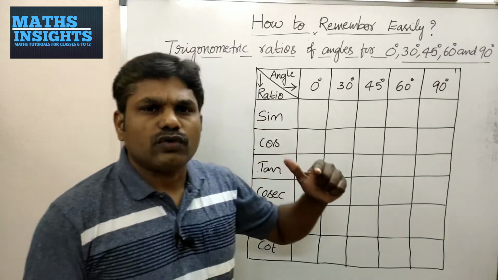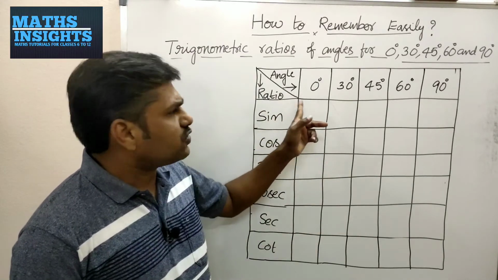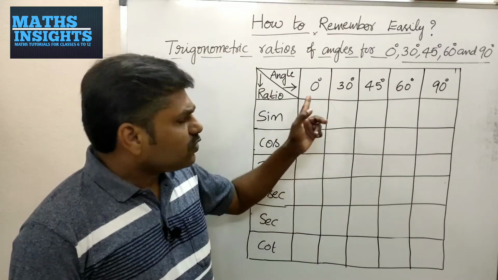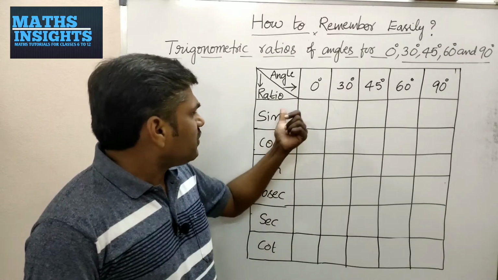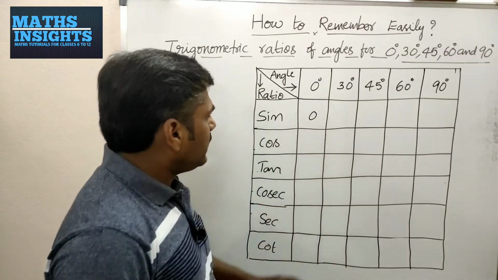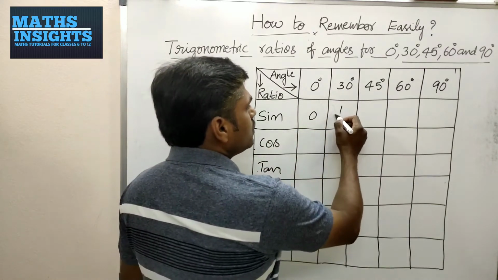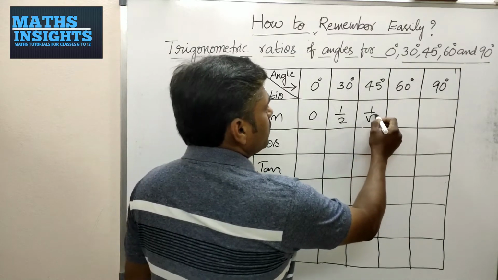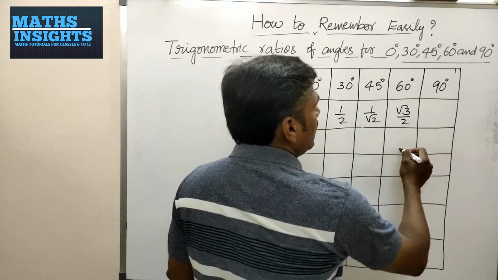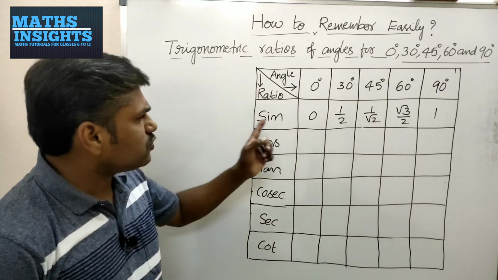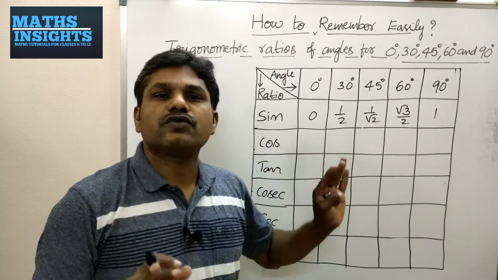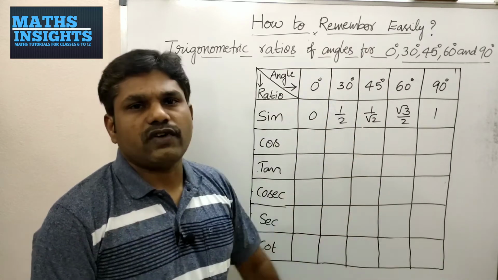See, you have to know the values of only one ratio, that is sine, for all these angles. Sine 0 is 0, sine 30 is 1 by 2, sine 45 is 1 by root 2, sine 60 is root 3 by 2, and sine 90 is 1. You have to remember these values. By using these values only, you will know all the other values.